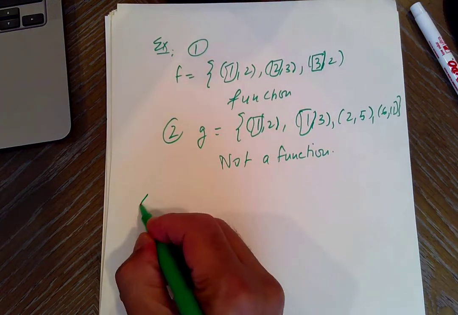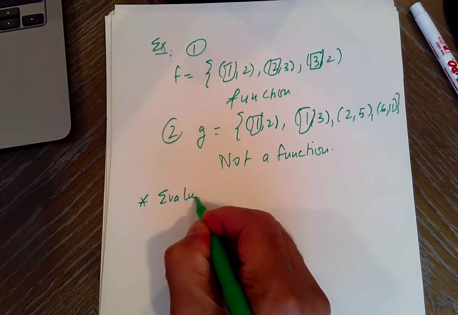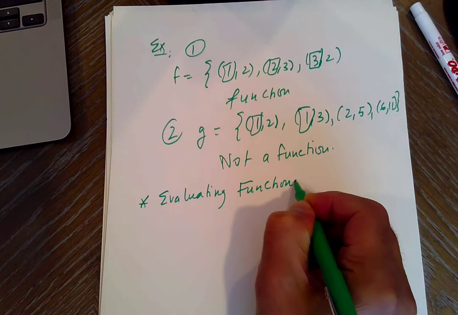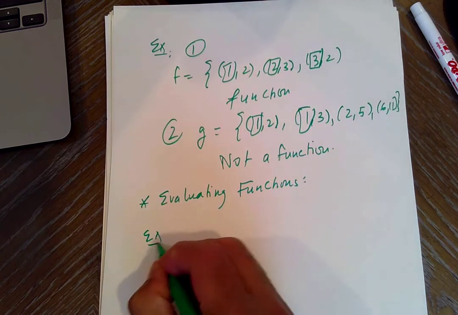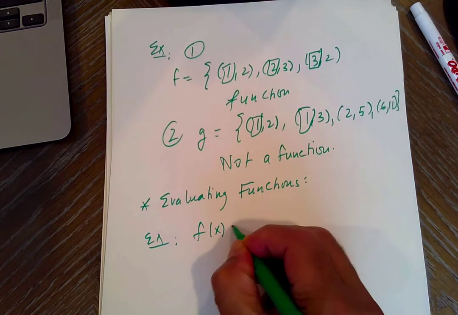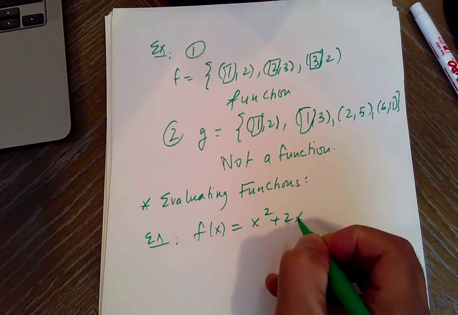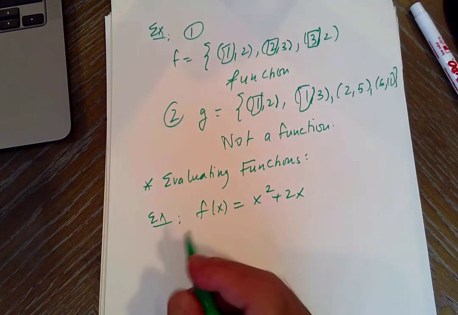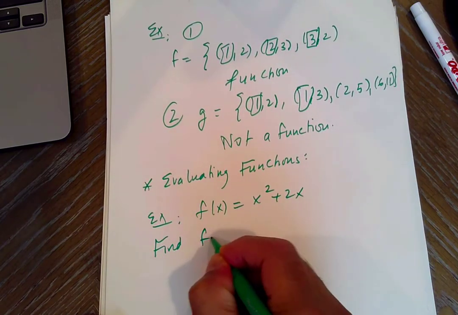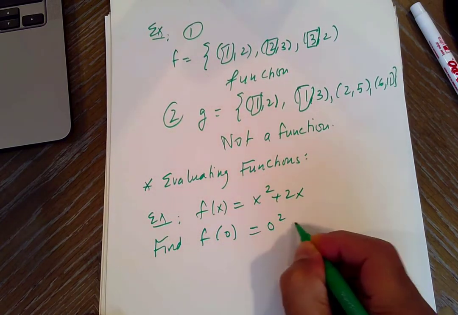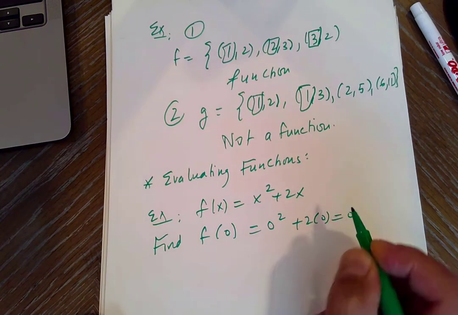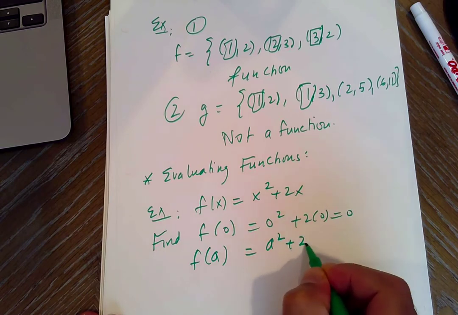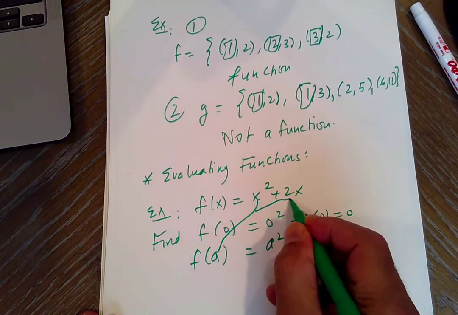Okay, evaluating functions. So for example, f of x equals x squared plus 2x. This is pretty straightforward stuff. So if we're given that, how do we find, say, f of 0? 0 squared plus 2 times 0. What's f of a? It's a squared plus 2a. You just plug the a in there.